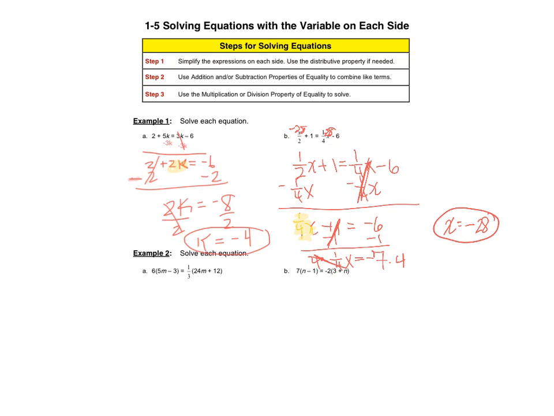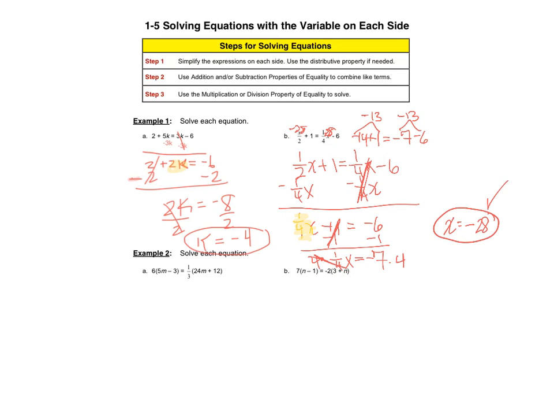Okay, and so negative 28 over 2 is negative 14 plus 1 equals 1/4 of negative 28 is negative 7 minus 6. And negative 14 plus 1 right here is going to get us negative 13, and negative 7 minus 6 is negative 13. So this is definitely correct.